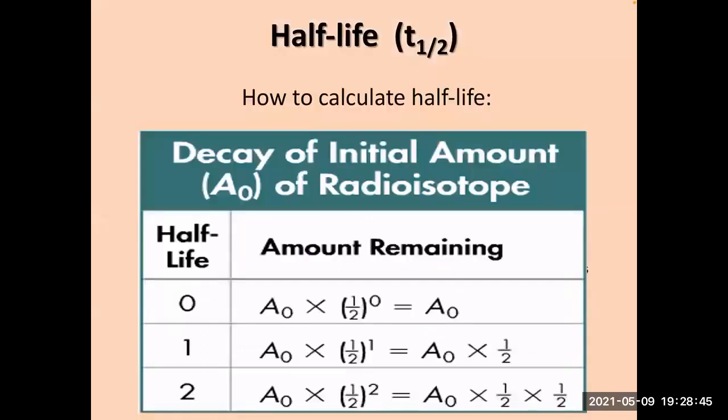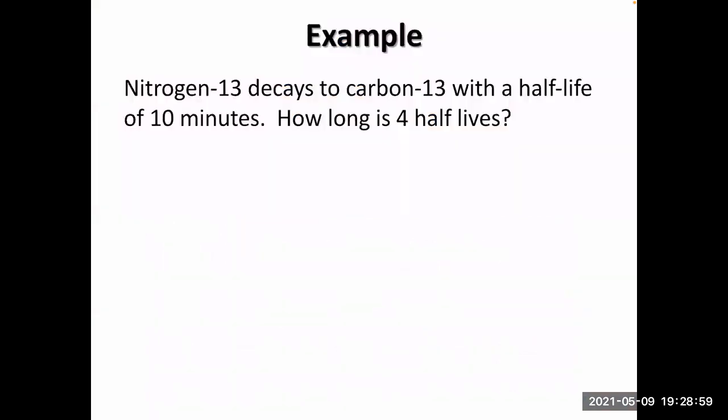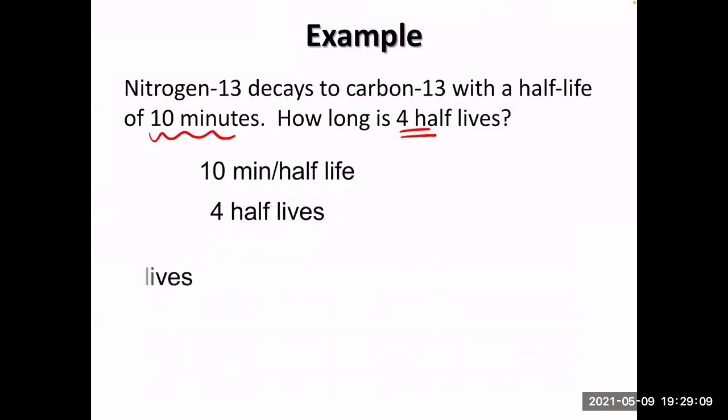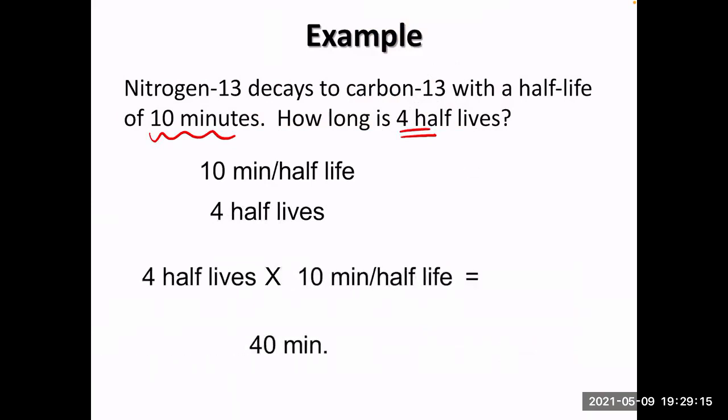There is a calculation that we can do for this, but to me, this can be very confusing. So I'm just going to show you a chart that seems to be easier to grasp. All right, so nitrogen 13 decays into carbon 13 with a half-life of 10 minutes. How long is 4 half-lives? Well, if it's 10 minutes per half-life, then we just multiply by the number of half-lives to get 40 minutes, okay? So this is one example of how we can have you calculate half-life type problems.